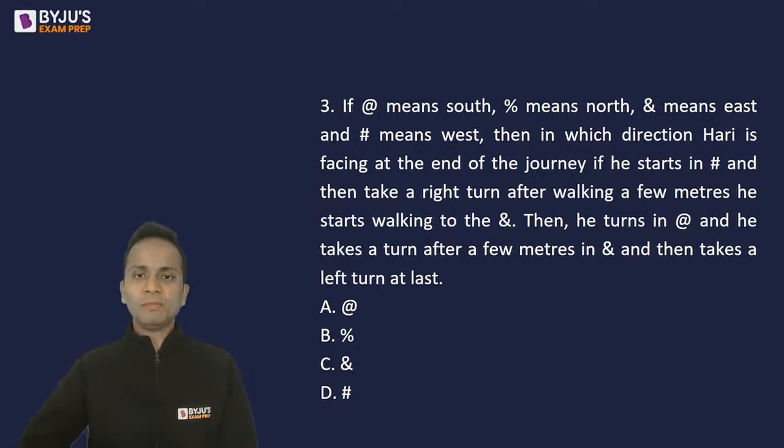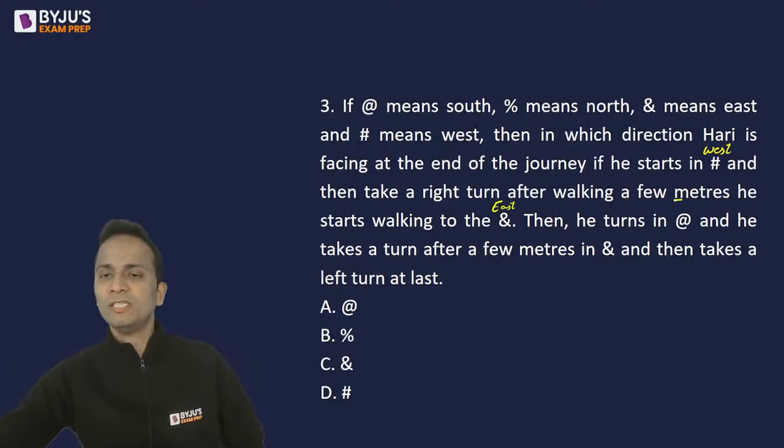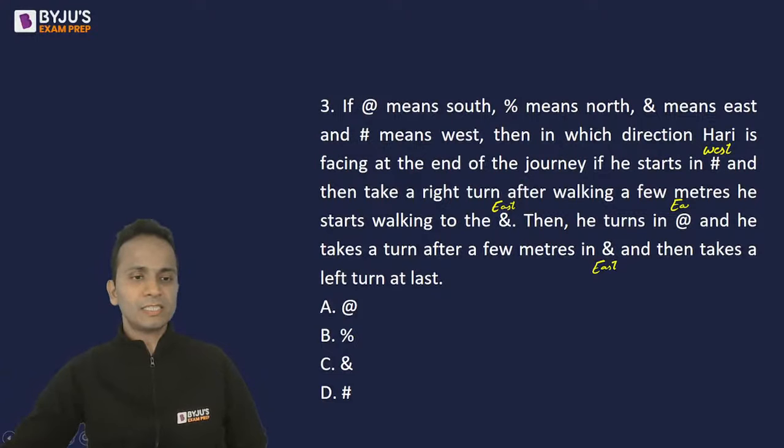Okay, so let me replace the symbols with the directions. Hash means west. Wherever there is a hash, I write west. There is only one hash. Then and means east. So this is east. Okay, Ravina says option B is the correct answer. We'll check, Ravina. I'm just starting with this. Now at the rate means south.